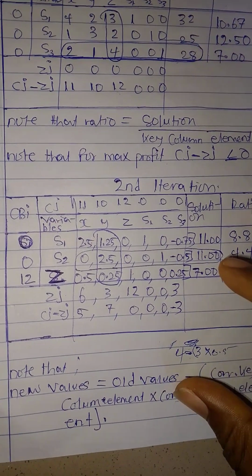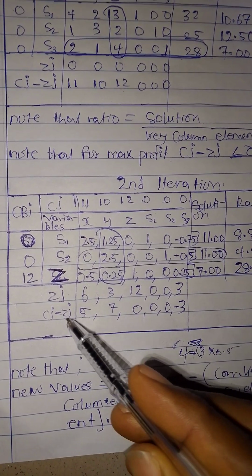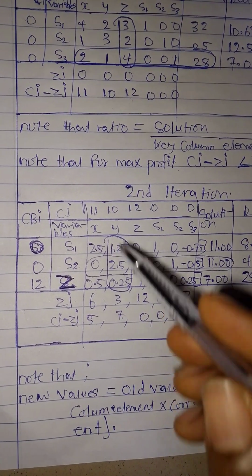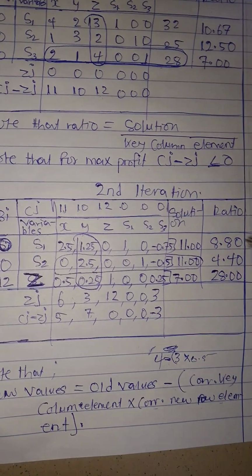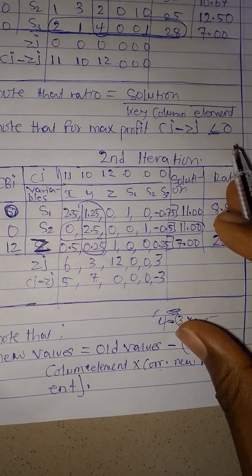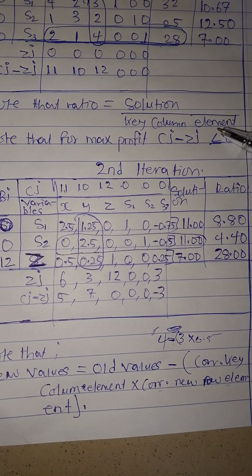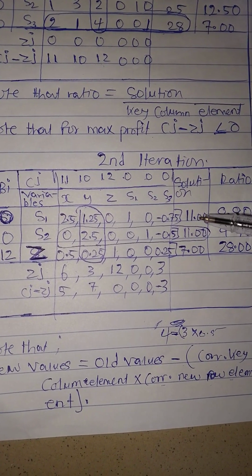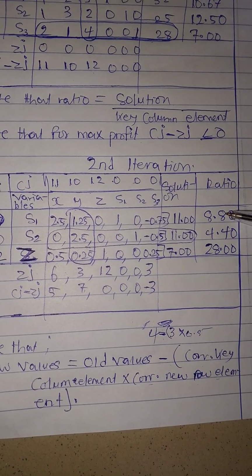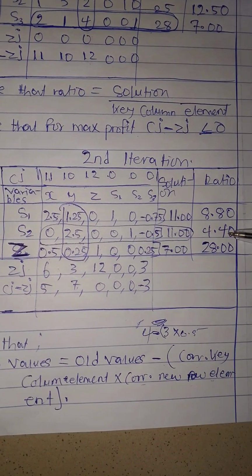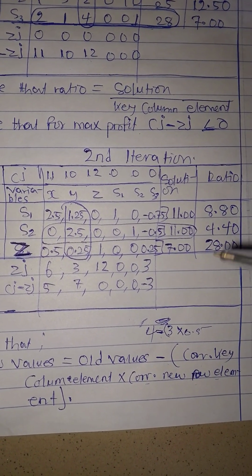After doing that, what do you do? As usual, you take the highest positive number from the cj minus zj. The highest positive number is 7. So you choose it, which is this. You circle it. Okay. So after doing that, how do I get the ratio? As usual, the ratio is always solution over key column element. So that becomes 11 divided by 1.25 will give me 8.80, and also 11 divided by 2.5 will give me 4.40. Also 7 divided by 0.25 will give me 8.00.